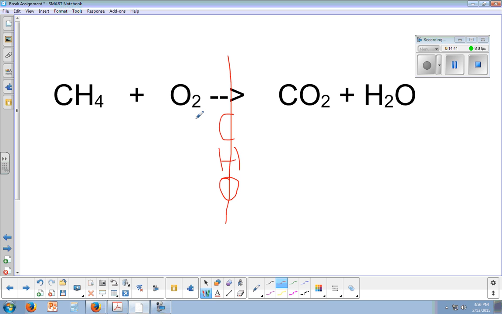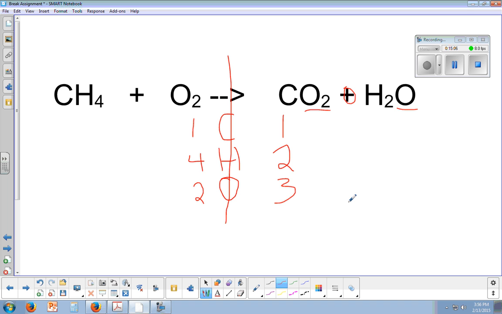So I have 1 carbon, 4 hydrogens, and 2 oxygens. On this side, I have 1 carbon, 2 hydrogens, and now this is a part where you have to make sure you're careful. I have 2 oxygens here, but also 1 here. So there's a plus sign separating them. It's 2 plus 1. I actually have 3 oxygens on this side. So what am I going to do?